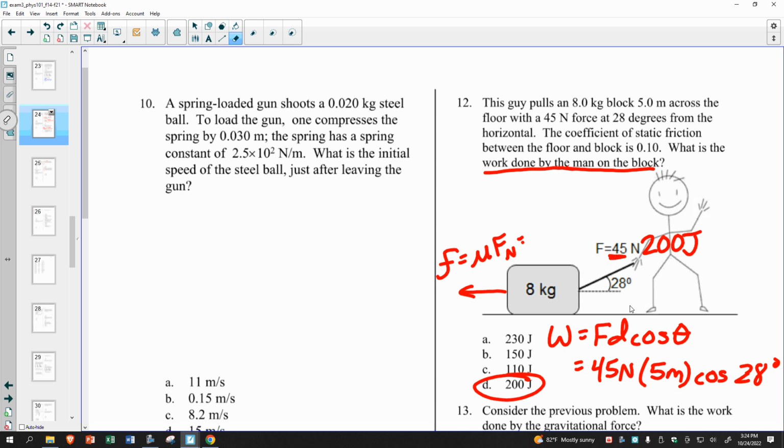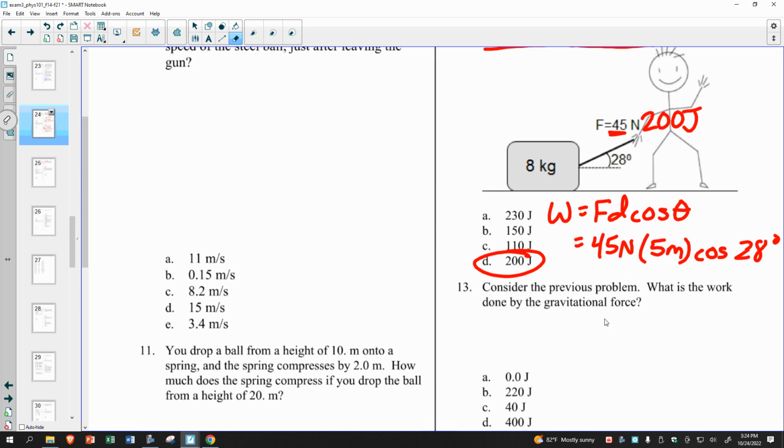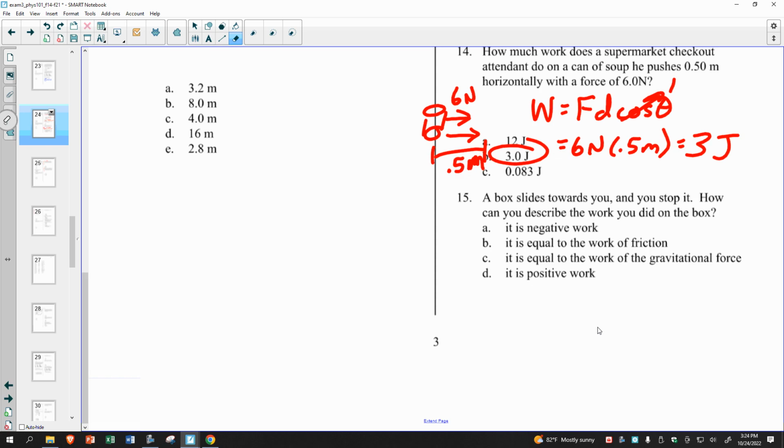Okay? So 200 joules is the answer. Let's not worry about this right now. It's not important. Yeah, Bryce? I actually meant number 22. Okay, that's a good question too, though. Number 22.